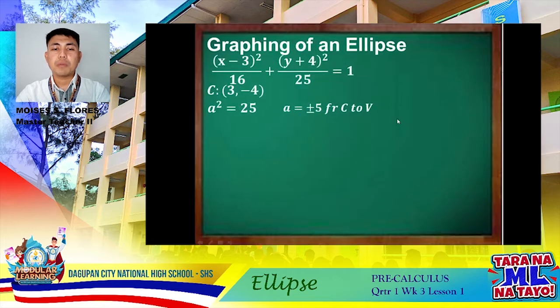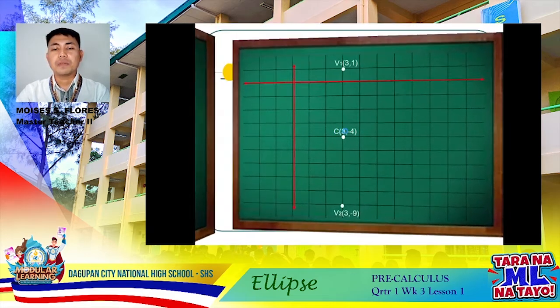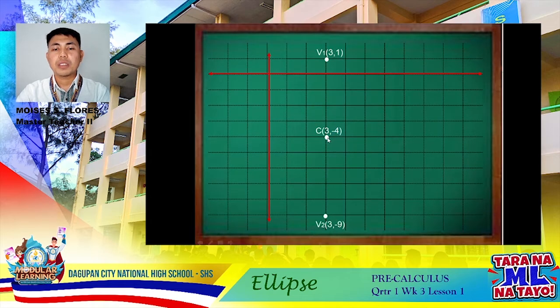After considering our major axis and our A, let's proceed with the minor axis, which is 16. Extract it. Our B now is positive or negative 4 from the center to your co-vertex. Let's show it. So again, 4 units: 1, 2, 3, 4. This is now one end of the minor axis. And of course, 4 units: 2, 3, 4. There you have another end of the minor axis.